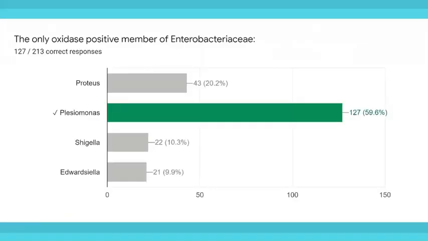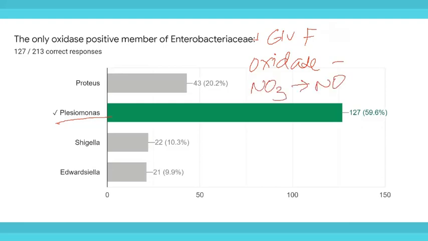The only oxidase positive member of Enterobacteria, say this is Plesiomonas. Now, the general characteristics of Enterobacteria are as follows. Enterobacteria are all glucose fermenters, and supposedly all of them are oxidase negative. Most of them reduce nitrate to nitrite, and they are catalase positive. However, there's an exception. Plesiomonas is oxidase positive.